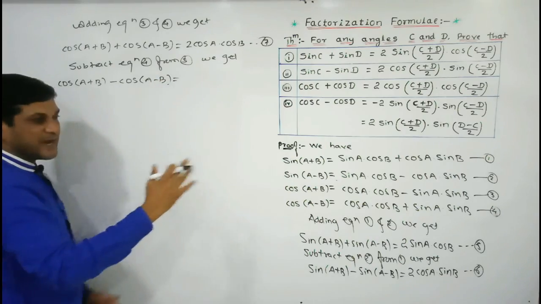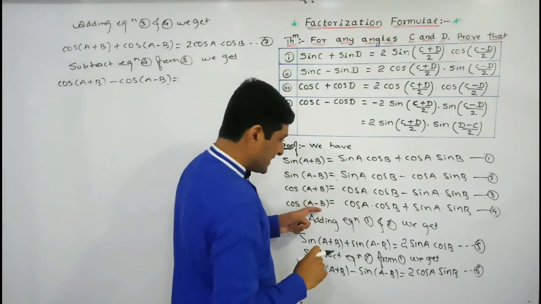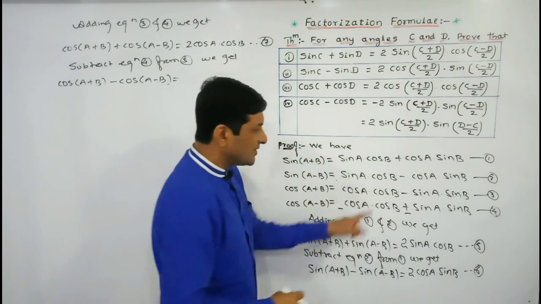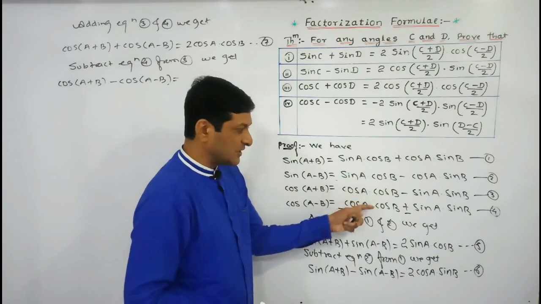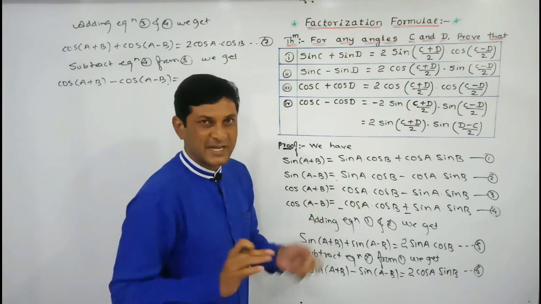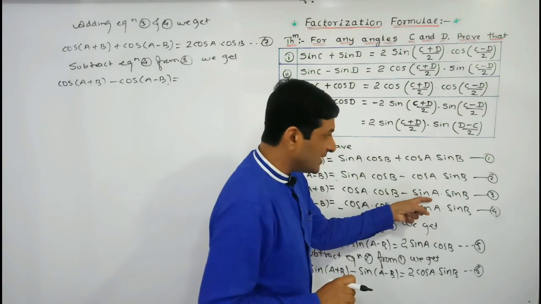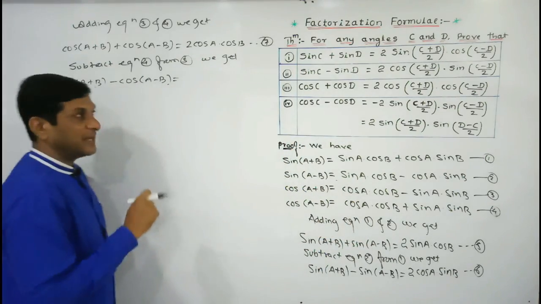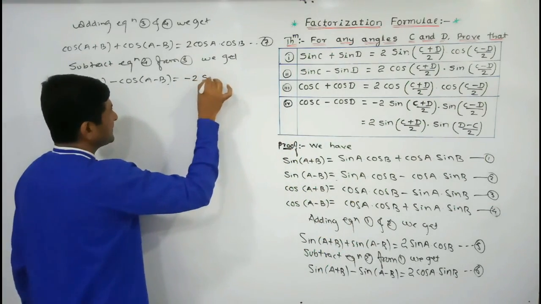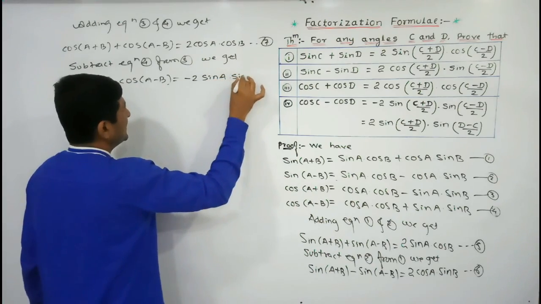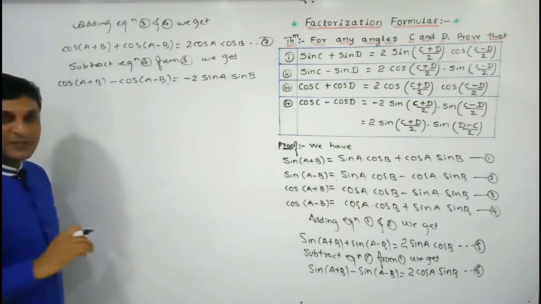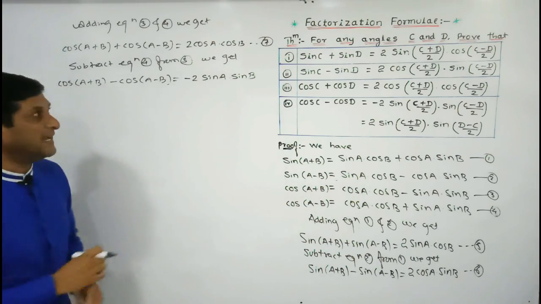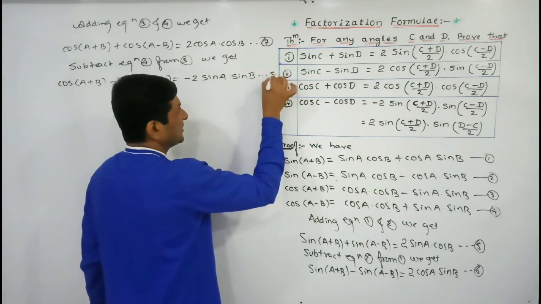Observe the subtraction on the right hand side very carefully. We are subtracting this equation from equation 3, so here we will get minus, and here also minus. So cos A cos B and minus cos A cos B will get cancelled. And here minus sin A sin B and minus sin A sin B will become minus 2 sin A sin B. If we subtract equation 4 from equation 3, we get this result. Let us denote this new equation by equation number 8.